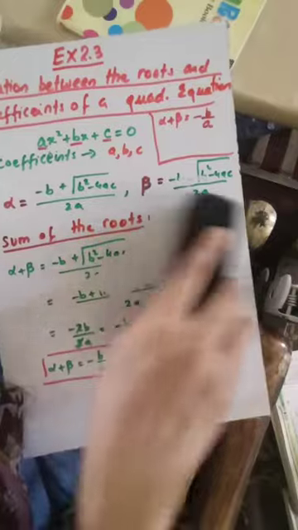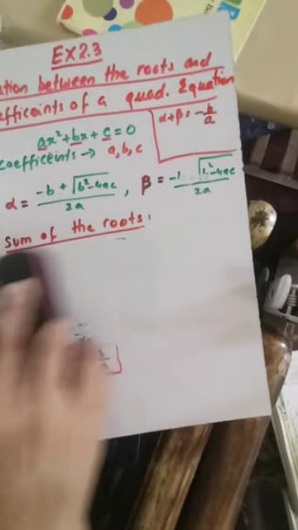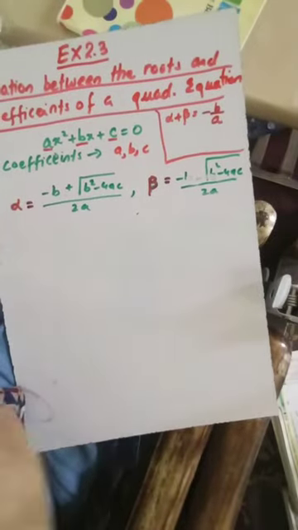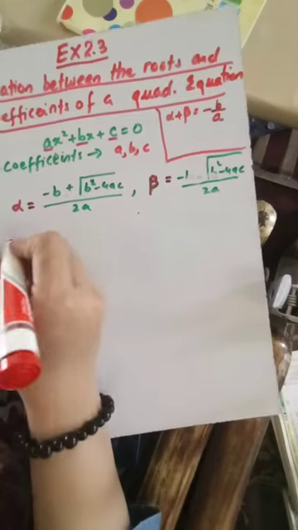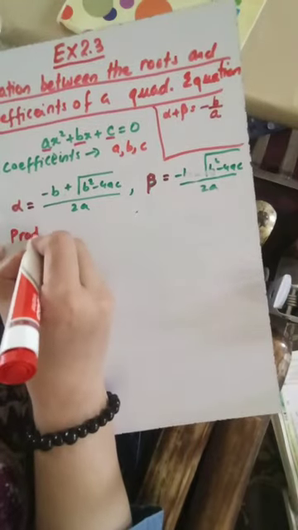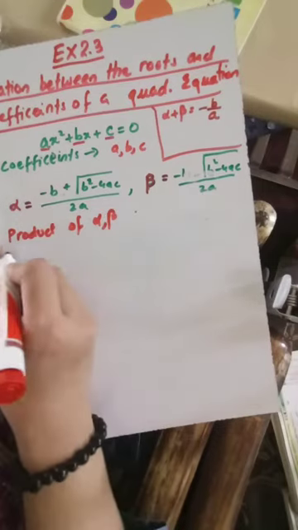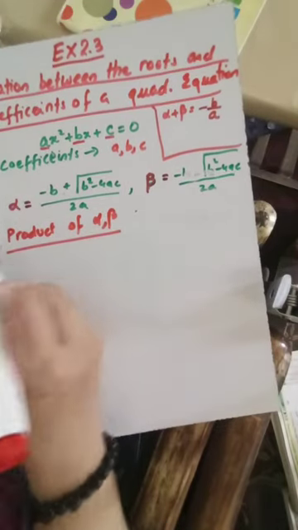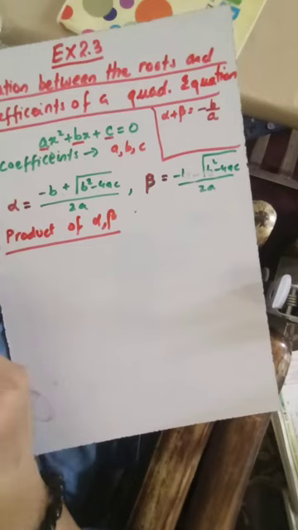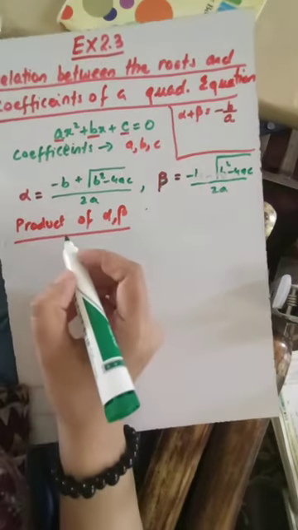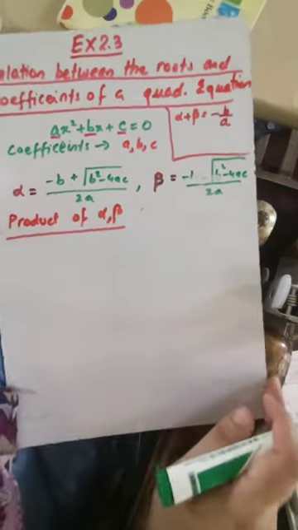Now let us find one more relation, and for that I am going to take the product of these two roots. Product of alpha beta or product of the roots, which will give me one more relation between the roots and the coefficients.